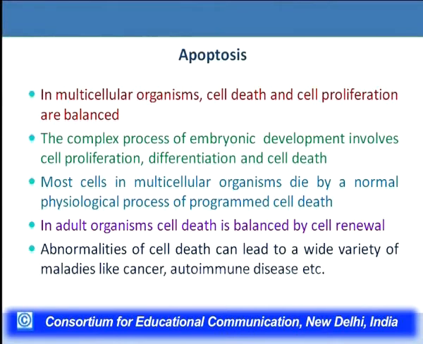And in the adult organism also, there is continuous formation of cells by division of the parental cells, and daughter cells are formed, and there is constant cell renewal also, that is, new cells are getting formed and old cells are dying. But if there is an abnormality in the process of cell death, then it might lead to a large number of problems like cancer and autoimmune diseases.